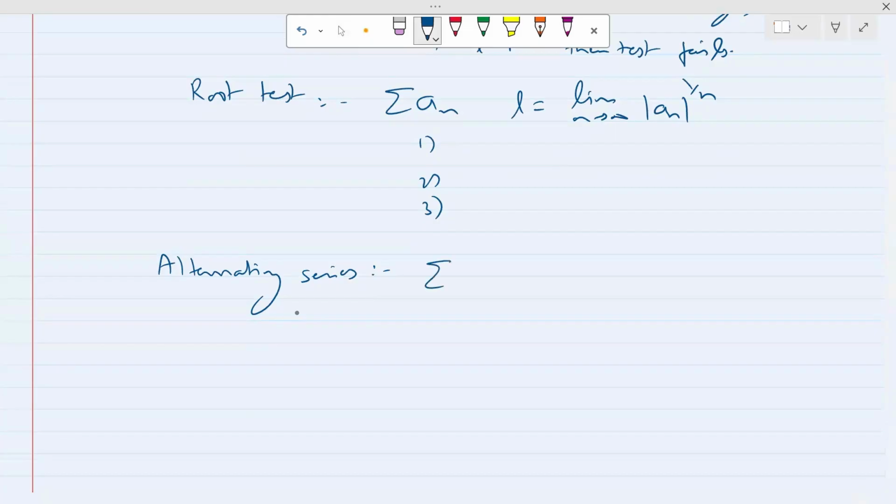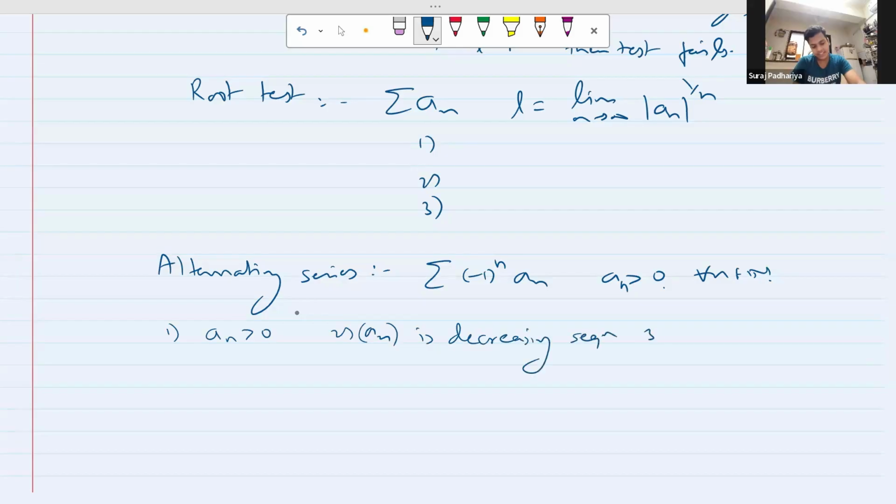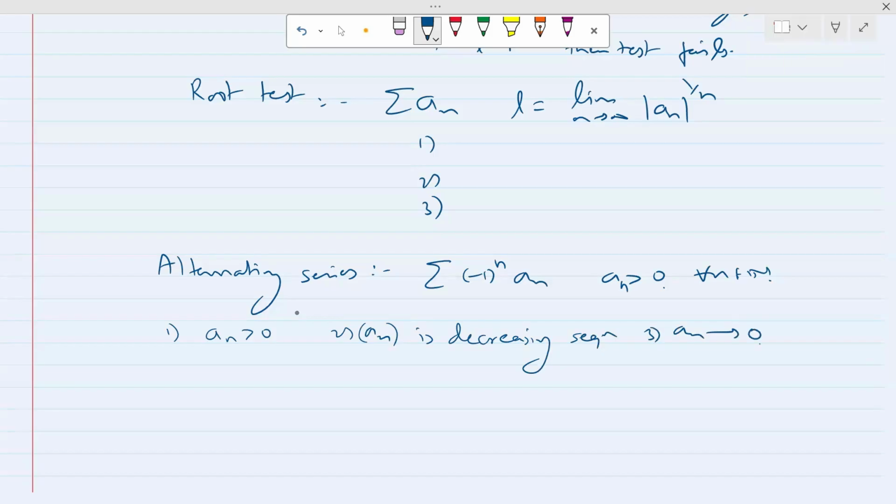Alternating series somewhat looks like this, where a_n is greater than 0. Such an alternating series converges provided what conditions? First, a_n is greater than 0. Second, a_n is decreasing. And the limit as n tends to infinity of a_n is 0. Then the summation of (-1)^n a_n is convergent. Good.